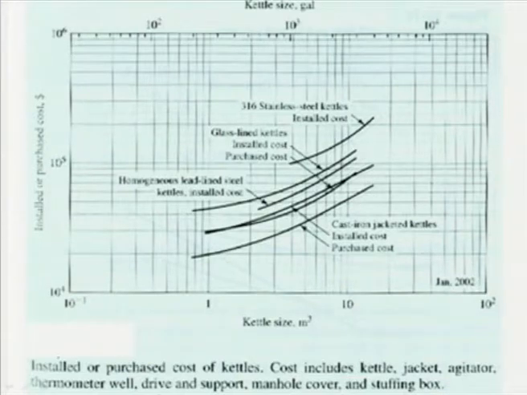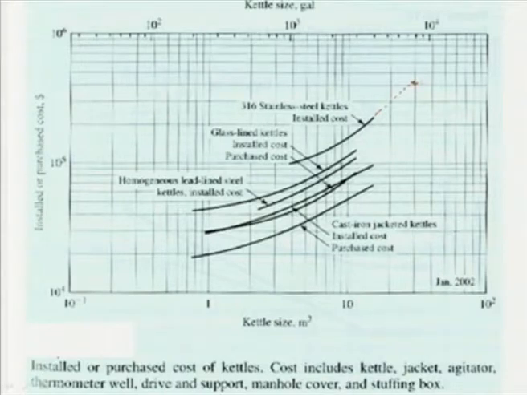Now, various types of reactors are available. We go for the glass lined reactor and then 30 meter cube of volume. So, we have to extend this particular line to 30 meter cube, 10, 20, 30. So, here we get the cost as approximately $200,000. So, this is the installed cost.